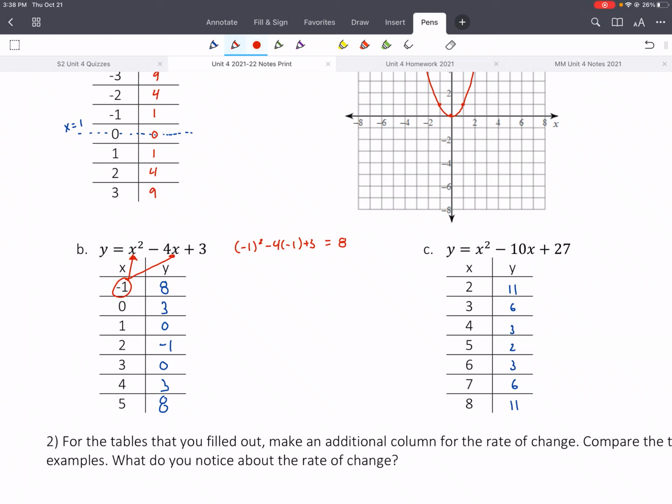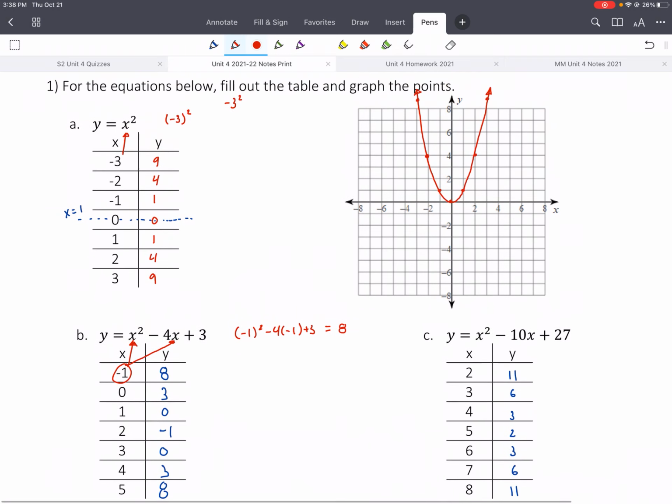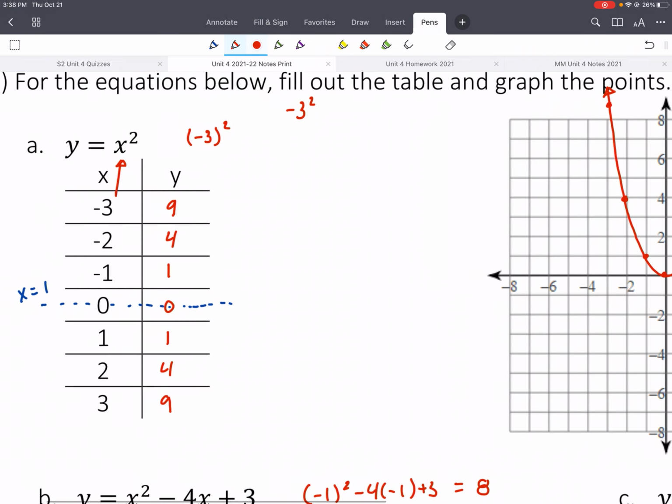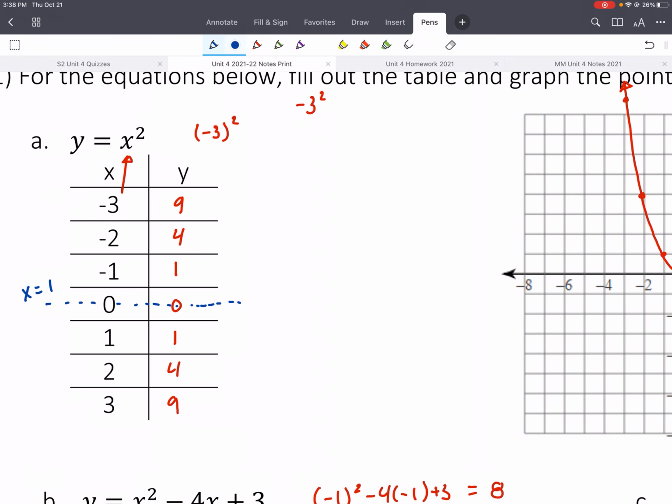Okay, but what we really want to see is what happens if we find the rate of change. Now, rate of change is basically the slope between 2 points. So the change in x is always going to be 1.